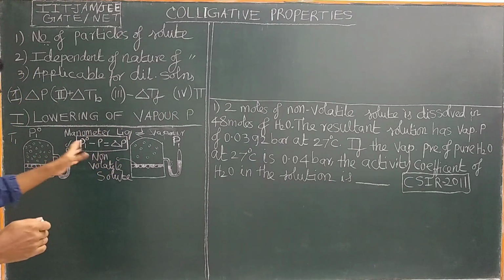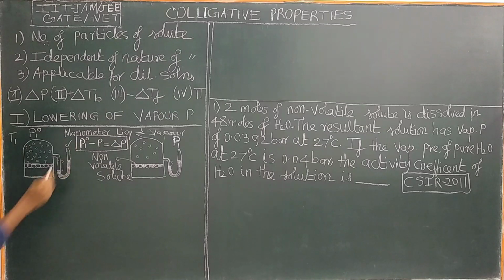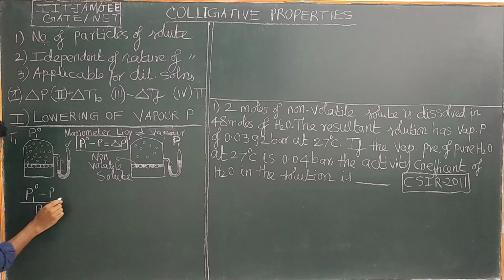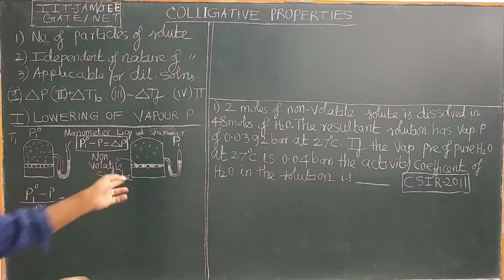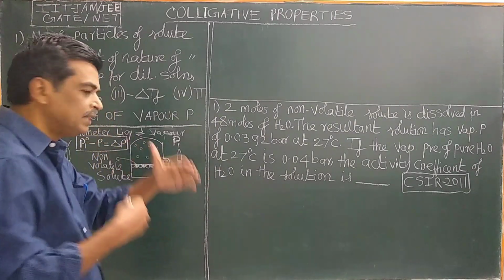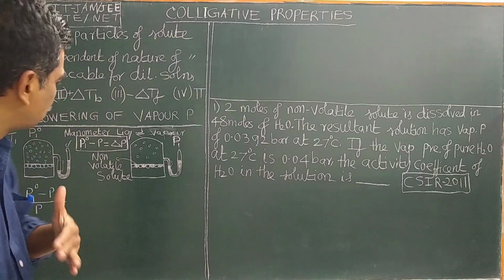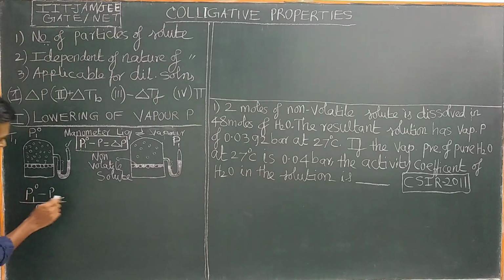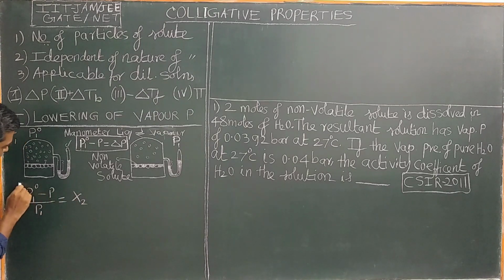According to Raoult's law, Raoult studied the decrease in vapor pressure with increase in the concentration of the non-volatile solute, and he proposed this: the relative lowering of vapor pressure is equal to the mole fraction of the solute.